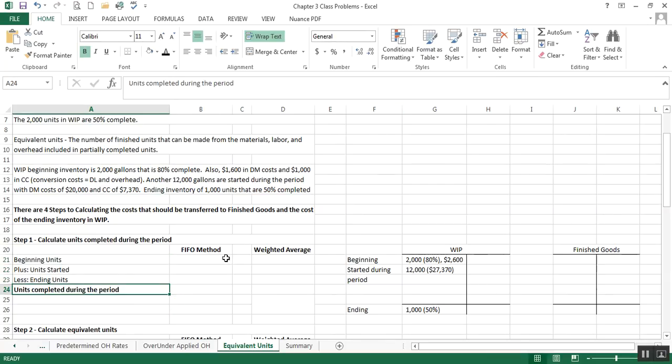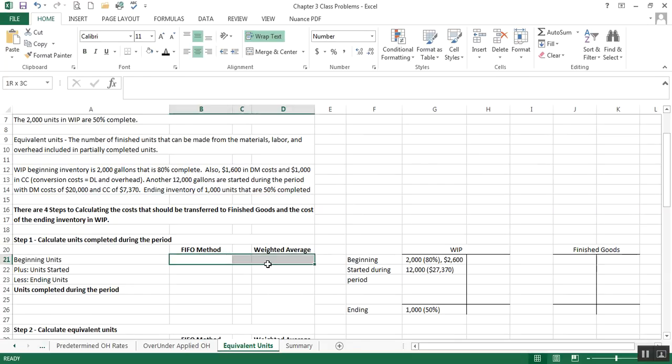Okay, so this goes back to what we learned in Chapter 2 to calculate our units completed during the period. This is going to be the same under the FIFO and weighted average method. Please refer to your book for additional detail on these methods. But there's two types of methods, and this is step 1 of 4 steps in the process. Okay? So we know our beginning units. This is before we even calculate equivalent units, okay? So this is just straight up units.